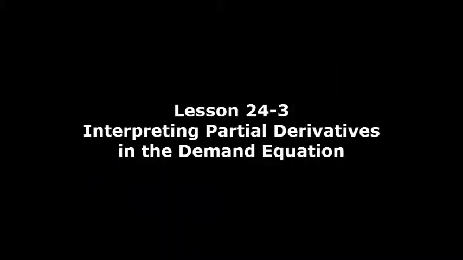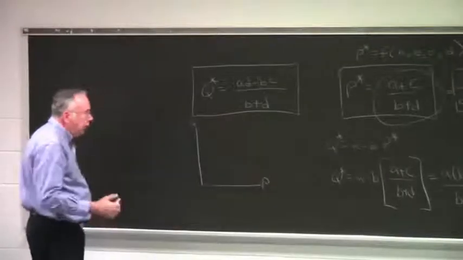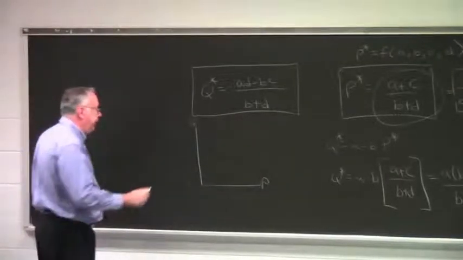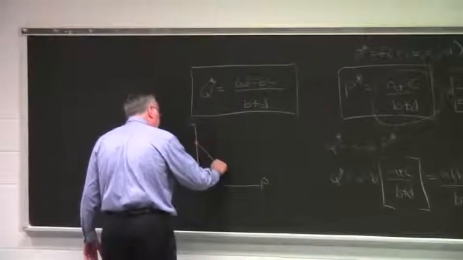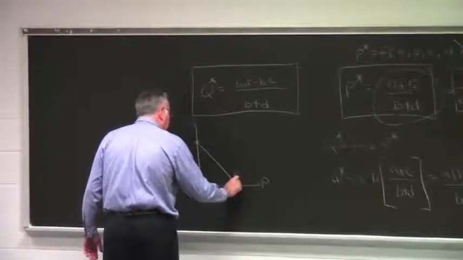Let's graph the demand curve. What is it? A minus BP. So the demand curve looks like this, has a vertical intercept of A, and has a slope of minus B.